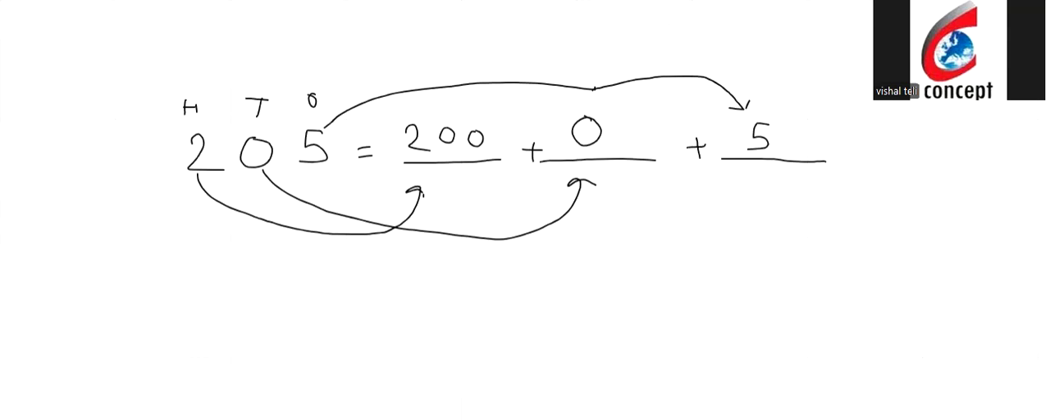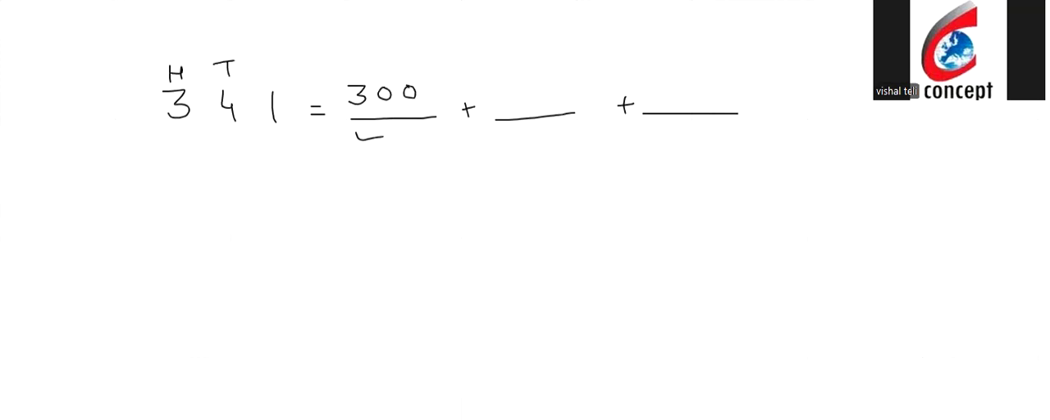341. How do you solve this? First, fill in the blanks in here. So the first place, this one here, we have to write 3 and it is 100. So 3 hundreds means 300. 4 tens meaning 40. And 1 ones means 1. Do you understand? So this is the expanded form.